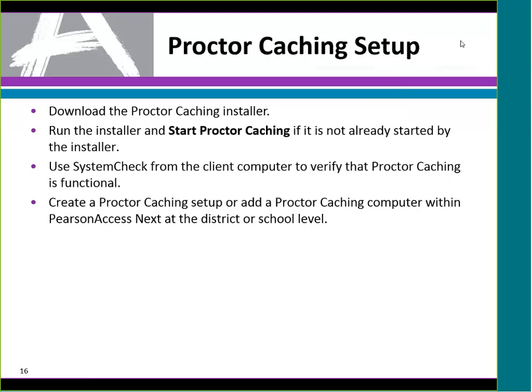Okay, as far as the Proctor Caching setup goes, it's right on the technology setup page, the parc.pearson.com, under technology setup. There's a Proctor Caching downloader there, and I'll go out there in just a second. But it's really just download it, run the installer, and then use the system check to verify that you have connectivity to the Proctor Caching software from a client device.